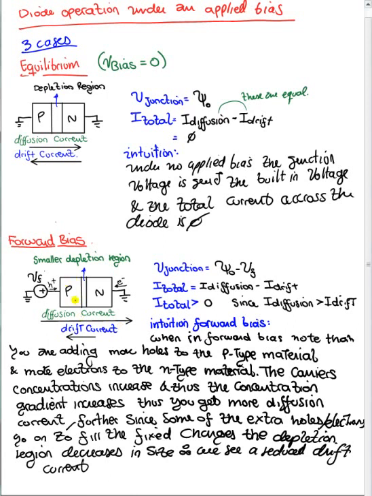And then further, since there are more holes, all the negative uncovered fixed charges in the p side are getting filled up by these mobile holes, which means that the width of the depletion region is getting smaller. As the width of the depletion region gets smaller, the electric field magnitude decreases. The drift current is proportional to the electric field, so since it decreases, the drift current decreases, and then we have a total current that points from left to right, or a forward current.